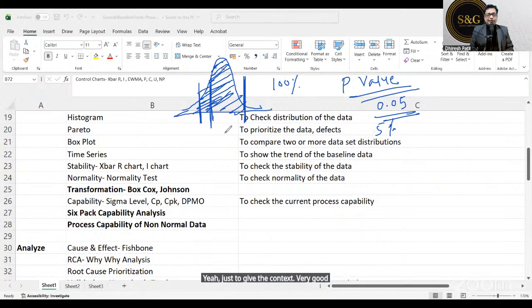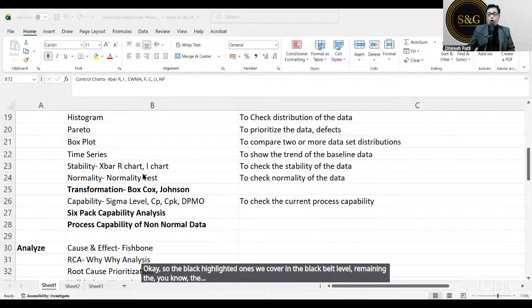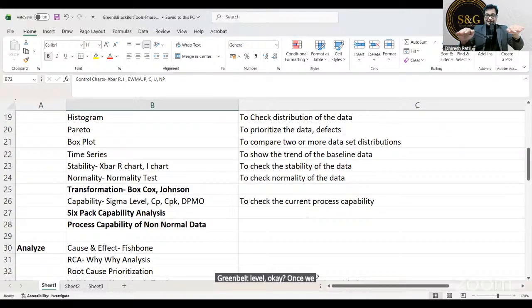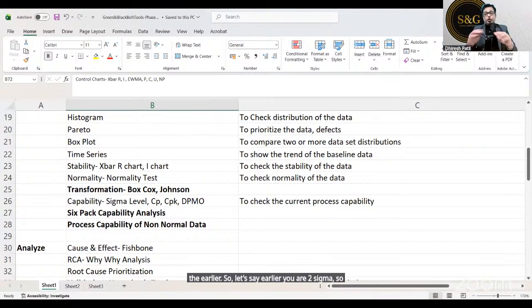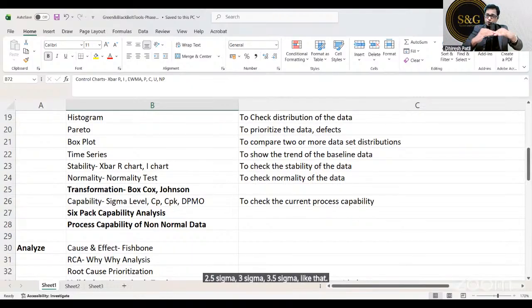Very good. Now, once we identify the process capability, the objective of the measure phase is over. Okay. So the black highlighted ones we cover at the black belt level, the non-highlighted ones are covered at the green belt level. Once we identify the process capability, why do we identify it? So that after improvement, we can compare that with the earlier. So let's say earlier you are 2 sigma. After improvement, you should reach 3 sigma at least. 2.5 sigma, 3 sigma, 3.5 sigma, like that. There should be some improvement in your process capability. Okay. That is the objective.